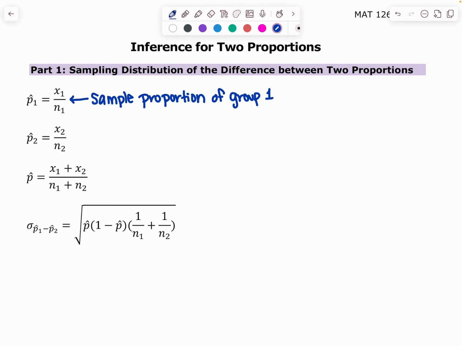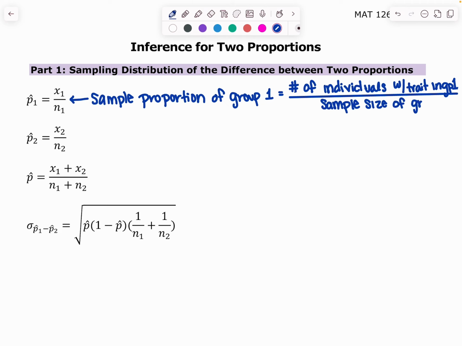And it is found by taking the number of individuals with the trait in group 1 and dividing that by the sample size of just group 1.